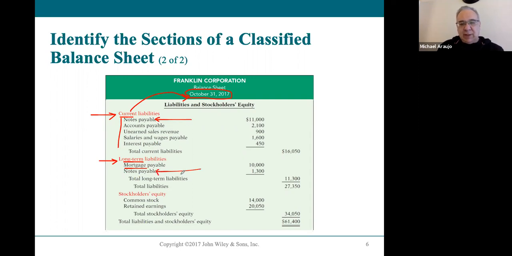How can they be listed twice? Well, because some of these notes, remember, a note is a loan, are due within a year of this date. 11,000 are due by a year from that date, and clearly a little portion of that, this 1,300, is due to be paid after that year. That's why it's split up: portion that's due now, portion that's due later. Stockholders' equity doesn't change. It's the same. It's not broken into classified. These are the same two accounts you're going to see in stockholders' equity over and over again.